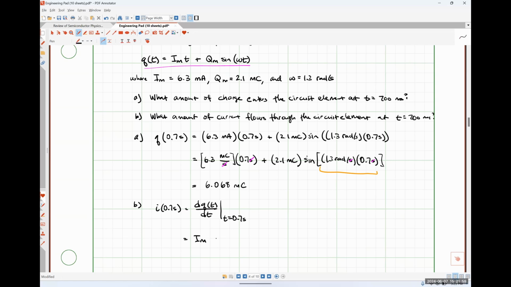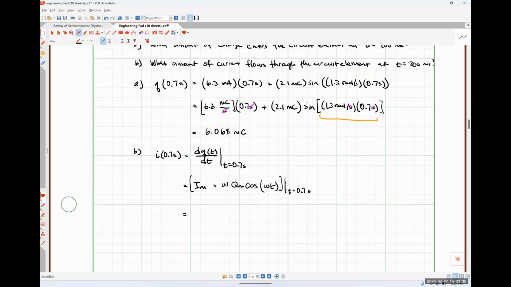So is the derivative of sine positive cosine or negative cosine? Sorry. It's positive cosine. Okay. So IM plus omega QM cosine omega t, and then this thing evaluated at t is equal to 0.7 seconds.